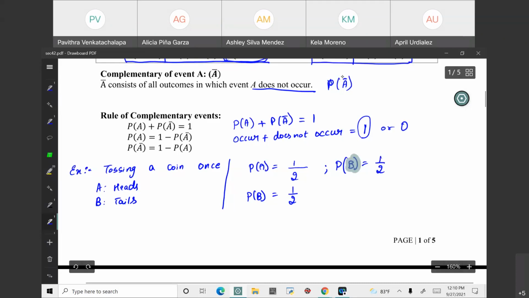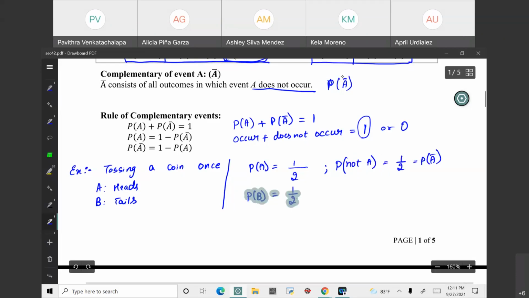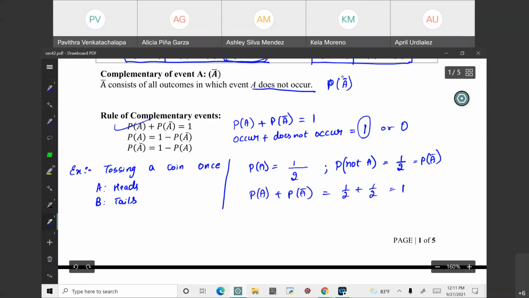Now we know that not A is equal to half. So this is denoted by A bar, A complement. The event doesn't occur. Now, according to this, let us add P of A plus P of A bar equal to half plus half equal to 1. So if the chance of occurring is 50% and there is 50% chance that the event will not occur, when you add them both, you will definitely get 1.